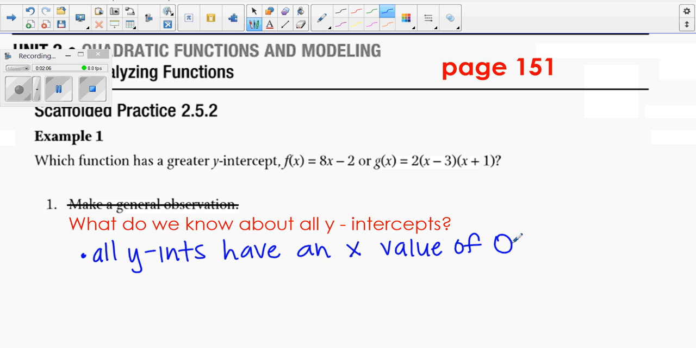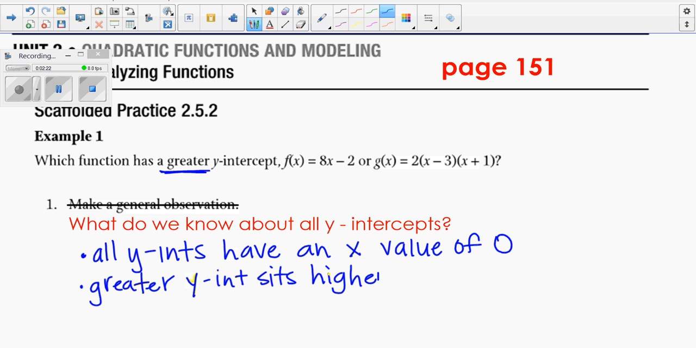Okay, and if we're talking about greater y-intercepts, that means the greater y-intercept will be sitting higher on the y-axis. And obviously vice versa, if they ask for the lower y-intercept or the smaller y-intercept, then it would be sitting lower on the y-axis.